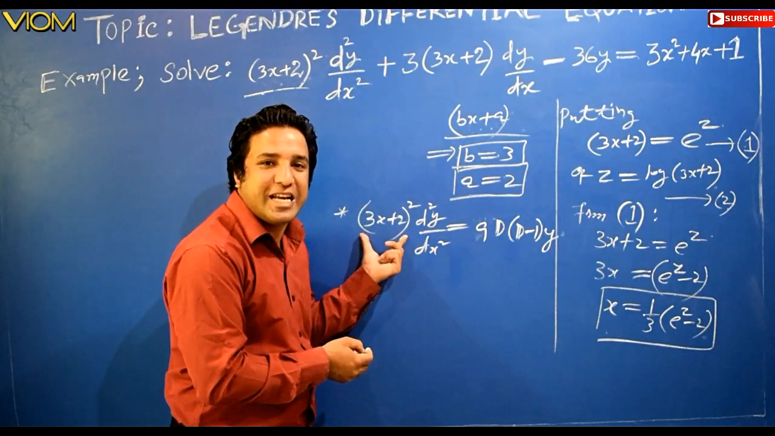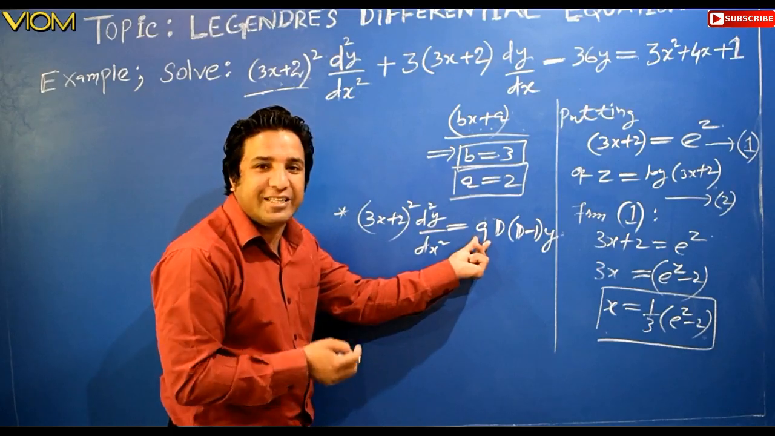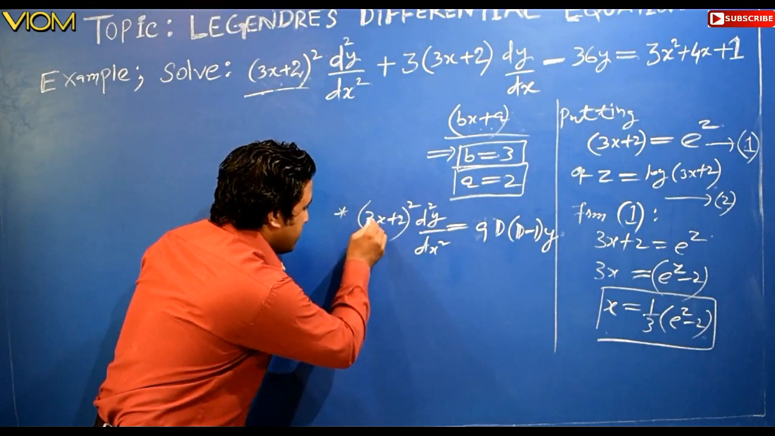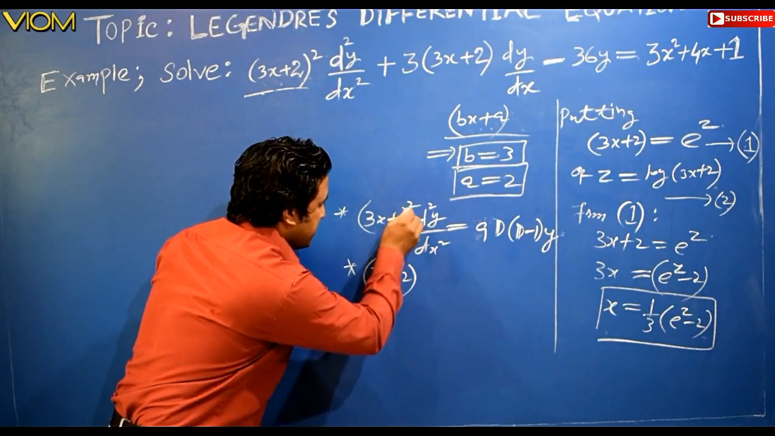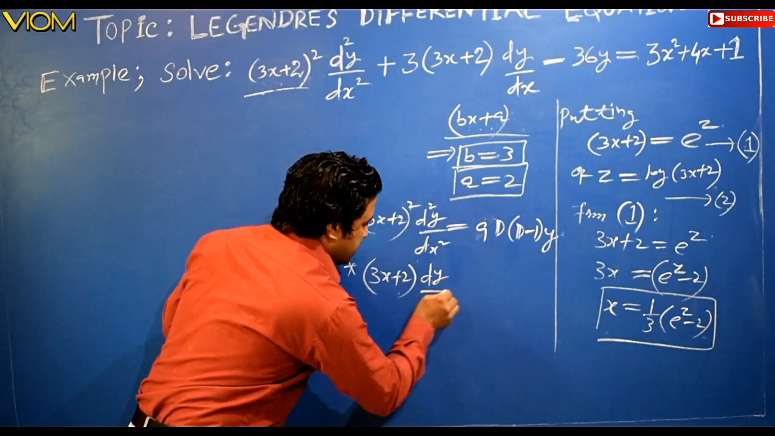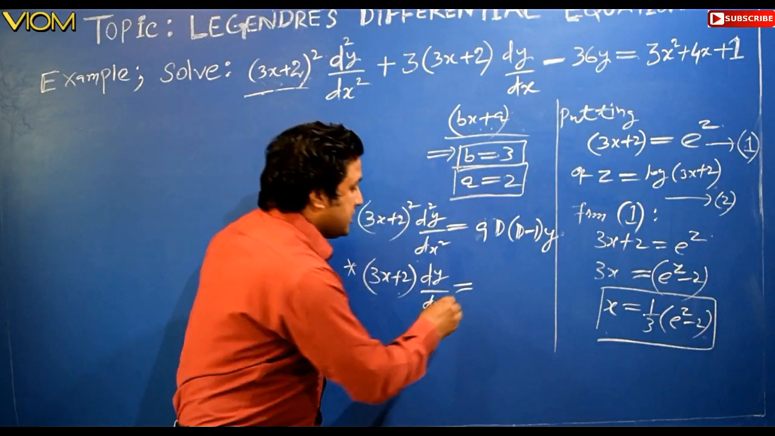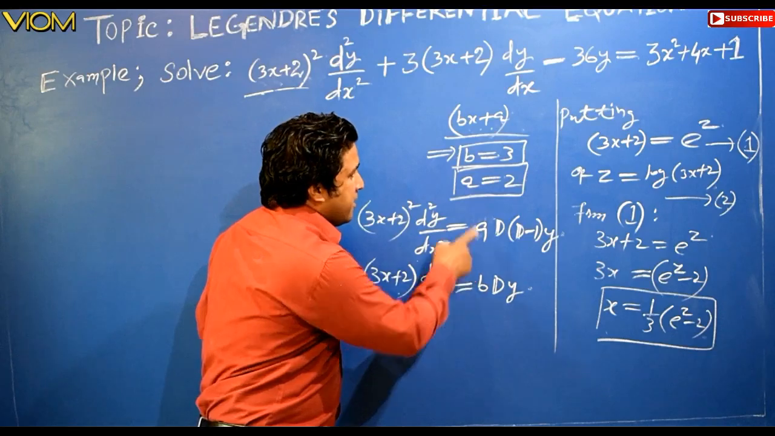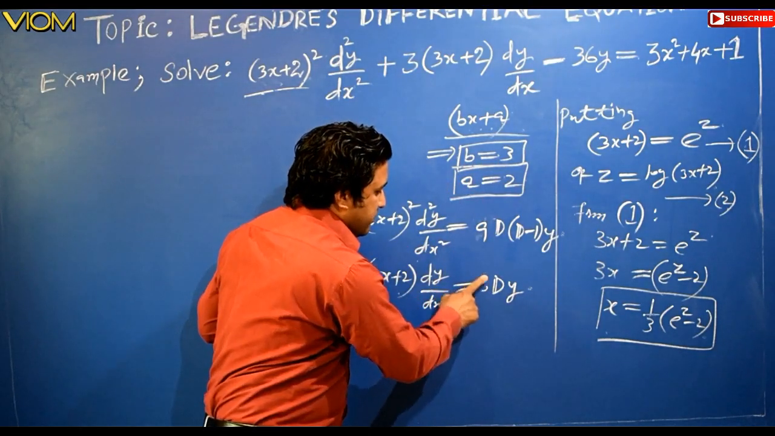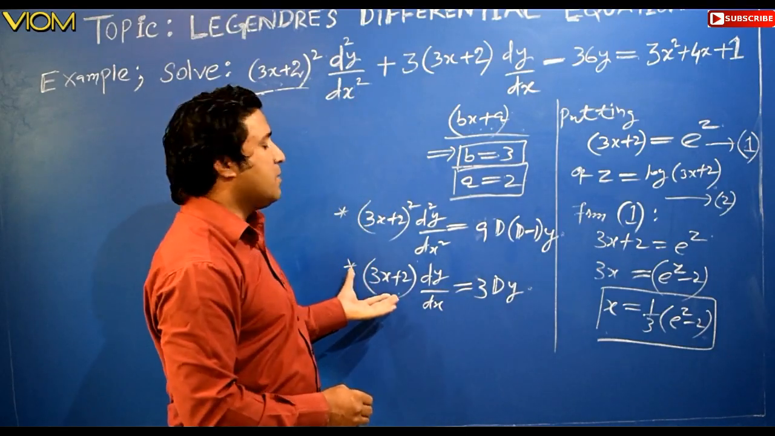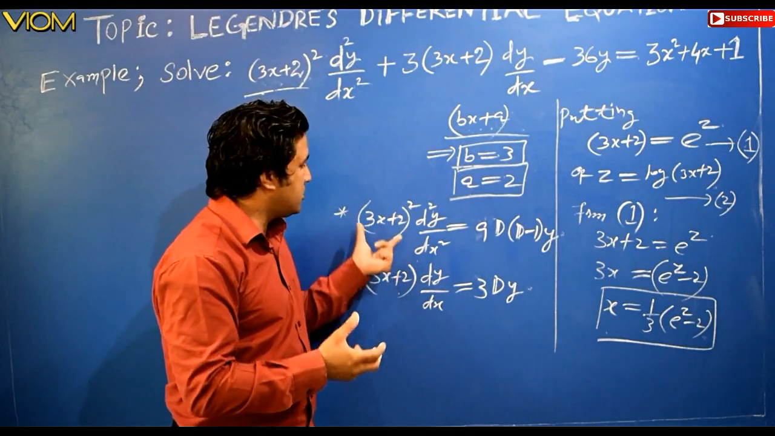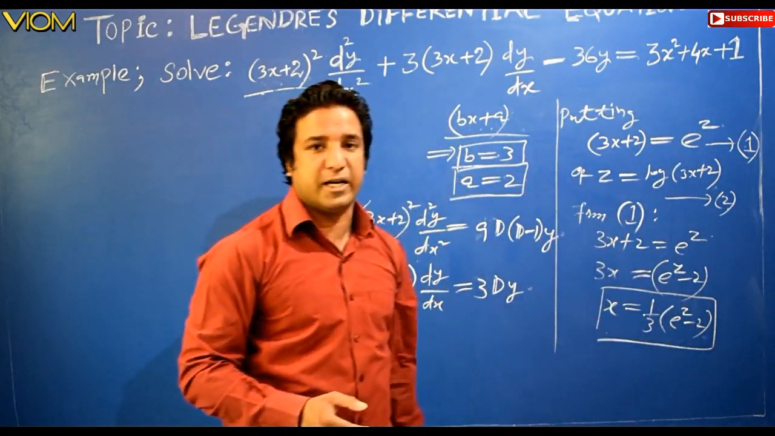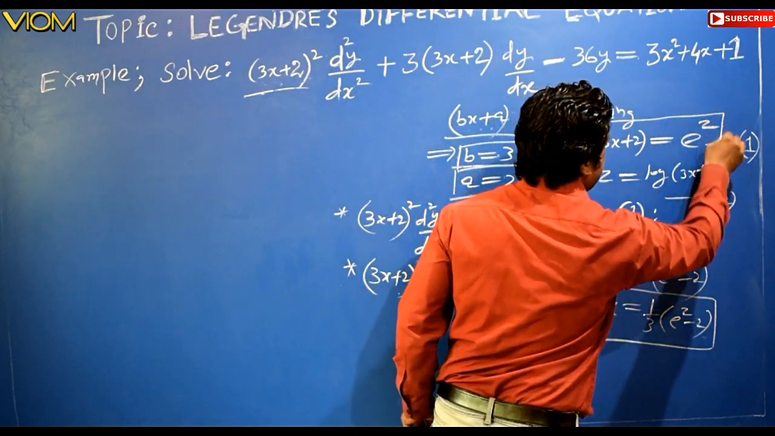Now when you see 3x plus 2 whole square d2y by dx square, you can write 9 times D into D minus 1 into y. So simple. Now the second one, in decreasing order of powers, 3x plus 2 with power 1 times dy by dx. The previous lecture says it is b into D into y. What is b here? b is nothing but 3. Insert the value of b, which is 3. So it is so simple. This is the third element, this is the second element, and this is the first element: 3x plus 2 is equal to e raised to the power z. So this is first. I can take this one into a box.